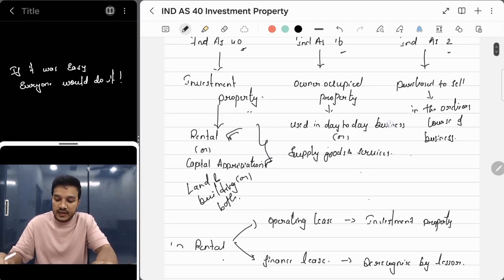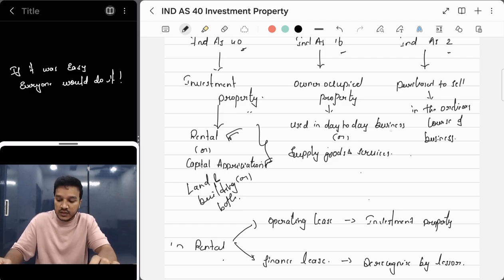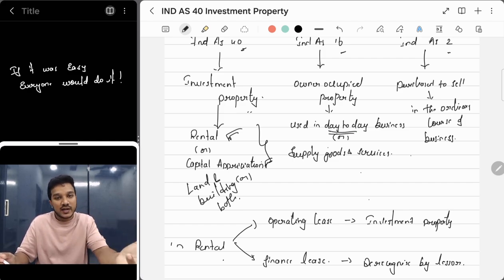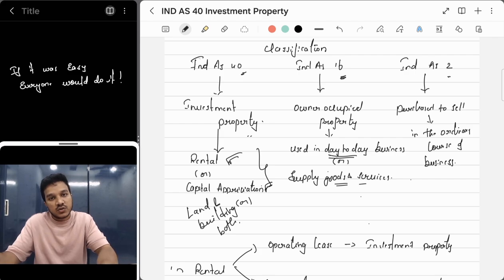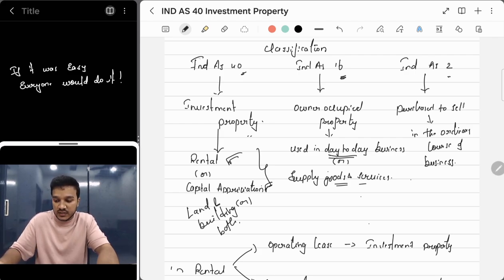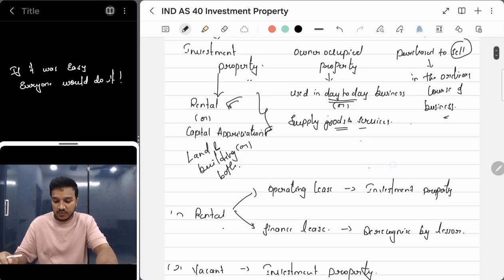Okay. And what does Ind-AS 16 say? Owner occupied property. So if you purchased any asset and you're using that in your business and in your day-to-day business, and at the same time you're using a machinery or any other asset for the supply of goods and services in your business, then that will be treated as property, plant and equipment, and it comes under Ind-AS 16. And then suppose any asset is there, you purchased it only to resell it. You can purchase, redevelop and sell, even that will be treated as inventory. If you're purchasing it to resell it, then that will come under Ind-AS 2, the inventory standard.